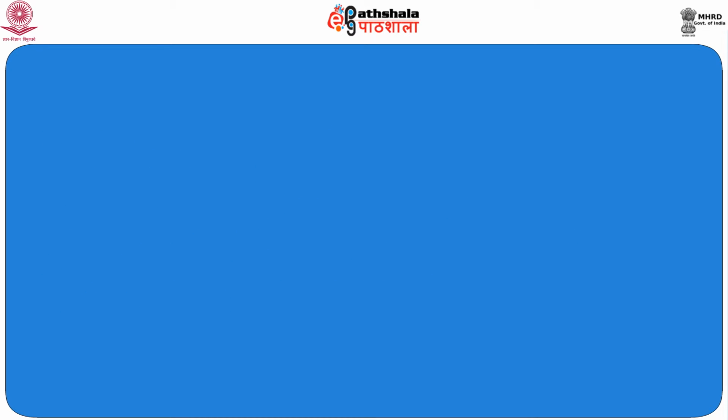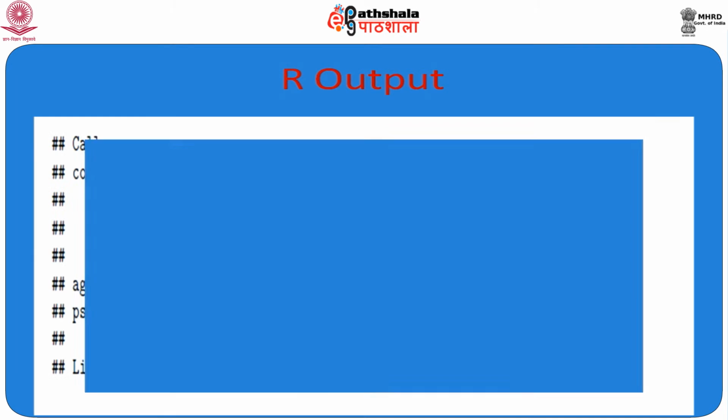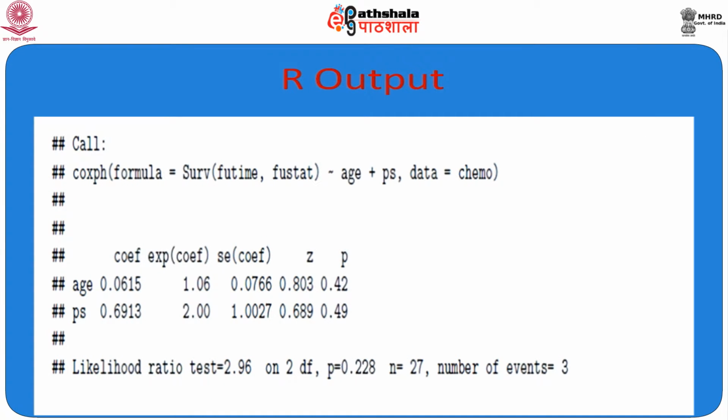Now we are going for print fit, and this output shows the Cox formula of Surv fu time and fu stat with age, PS and data equals to chemo. For coefficients, age will be 0.0615 with exponential of coefficient 1.06, and standard error of coefficient 0.07, with z value 0.80, having p value 0.42. With PS score, the coefficient is 0.69 and exponential of coefficient 2 with standard error 1.00, and z test value as 0.68 with p value 0.49.